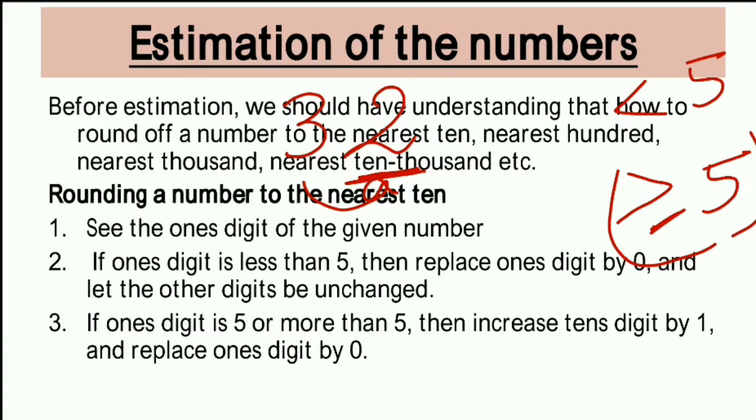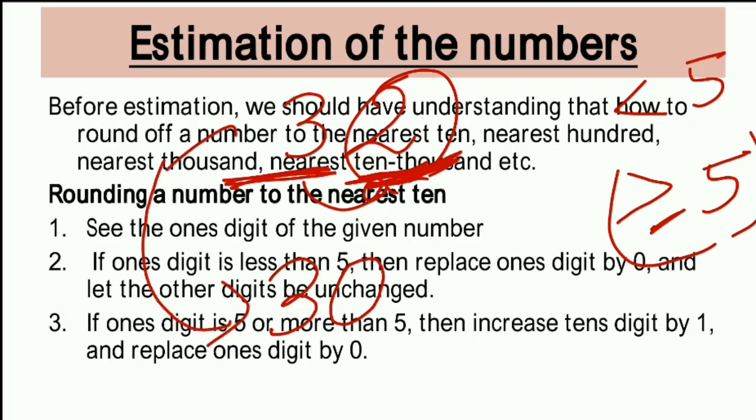We'll see that it is less than 5, so it will be replaced by 0. The rest of the digits will be left unchanged, and the ones digit will be replaced by 0. So when we round this number to the nearest 10, the estimated value or rounded form will be 30.